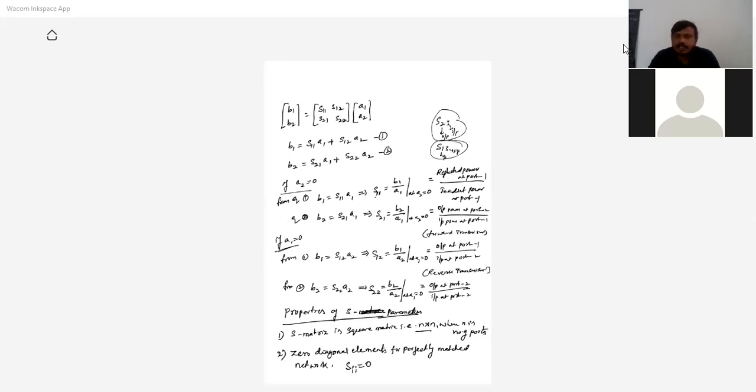So we can represent this in general as Sii is equal to 0. That means S11 is equal to 0, S22 is equal to 0, S33 is equal to 0, S44 is equal to 0. Suppose a 4-port device: it's a 4 by 4 matrix, and in a 4 by 4 matrix we have the diagonal elements S11, S22, S33, S44. All these are 0. That means the diagonal elements are 0, so zero diagonal elements for a perfectly matched network. Is it clear?